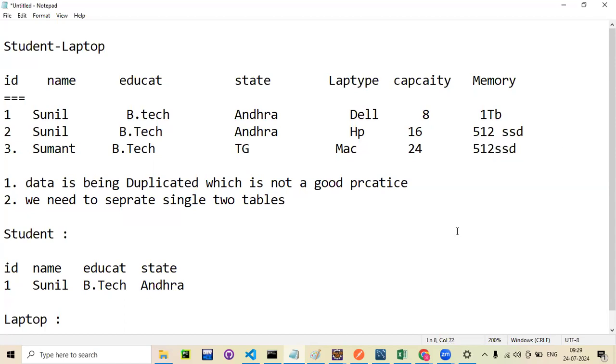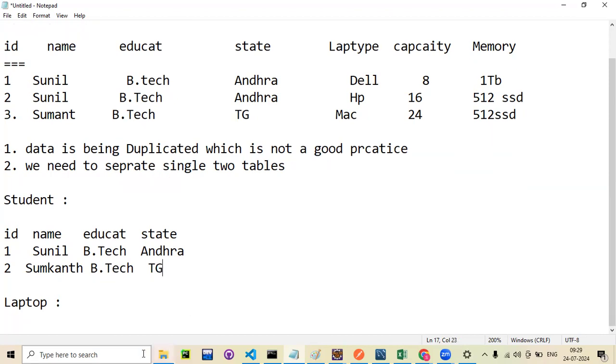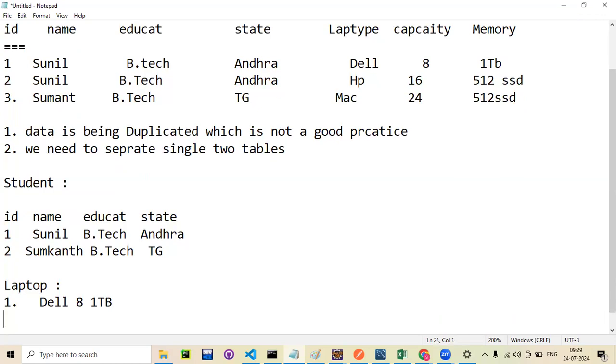Now, see, now the student table will have two records only. Okay. Sumant, BTech, and a PG. Right. Now, laptop will have three rows. So we'll have a separate ID for that. Because Dell 8 GB RAM and 1 TB. Right?